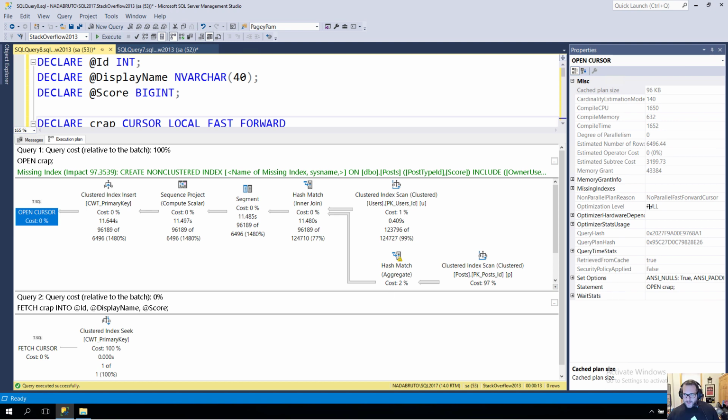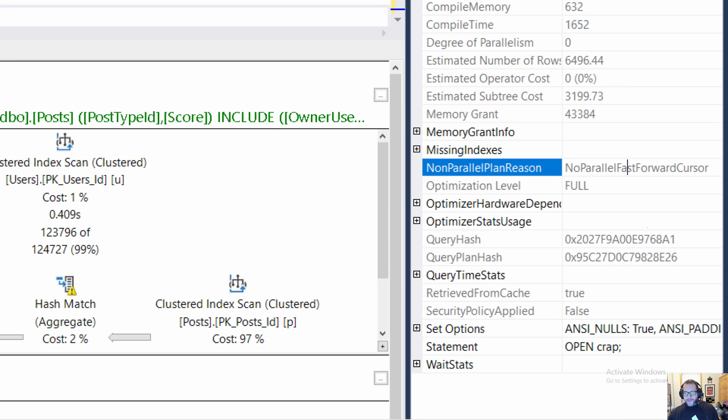We can see immediately that there is a non-parallel plan reason. Now, why none of these things have spaces in them is a little bit beyond me. I'm not quite sure why. I understand that sometimes space bars stop working. You could probably just ask Microsoft's IT department for a new one. They probably have some spares sitting around.